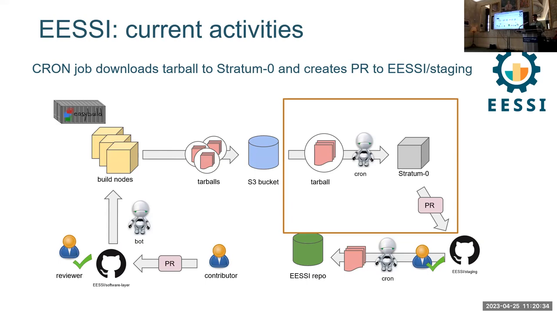So that's EASY/staging. Again, that gives a reviewer a chance to look at it. It will list which modules are going to be added by this PR. And if the reviewer says, okay, this is fine, I can just merge the PR, and the cron job on the Stratum Zero sees this PR is now merged. I can now actually ingest it into the CVMFS repository on the Stratum Zero. And then it's available to all of the users who have access to the EASY software stack.